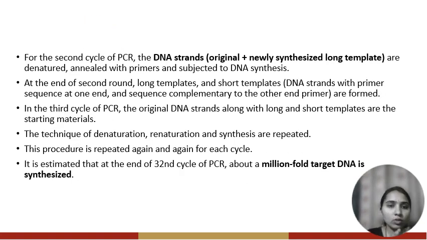For the second cycle of the PCR, the DNA strands, that is the original plus the newly synthesized long templates, are denatured, annealed with the primer and subjected to DNA synthesis. At the end of the second round, long template and short template DNA strands with the primer sequence at one end and the sequence complementary to the other end primer are formed. In the third cycle of the PCR, the original DNA strand along with the long and short templates are the starting material. The steps of denaturation, renaturation and synthesis are repeated again and again. It is estimated that at the end of 32 cycles of the PCR, about a million fold of the target DNA is synthesized.